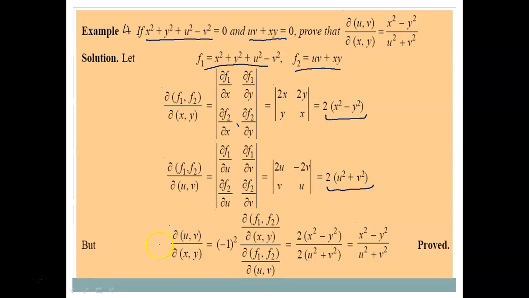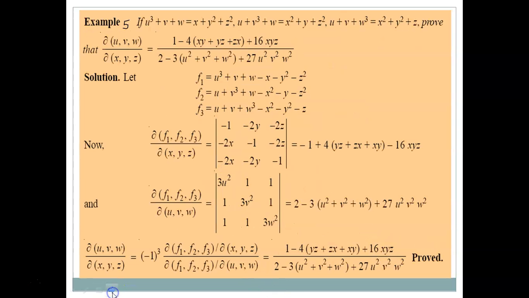Now from the formula of the Jacobian of implicit functions, ∂(u,v)/∂(x,y) is equal to (−1) raised to power 2, times ∂(f1,f2)/∂(x,y) divided by ∂(f1,f2)/∂(u,v). Substitute the value of the numerator, which is twice (x² − y²), and the denominator, which is twice (u² + v²). After simplification we get this answer. So here we have considered the case of implicit functions where the transformation was done from two variables to two variables.